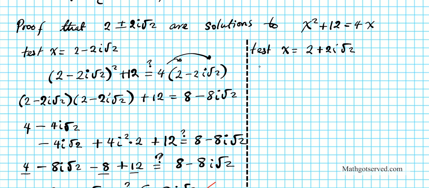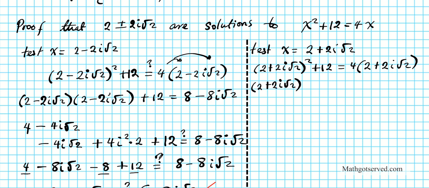So the question is, is 2 plus 2I root 2 squared plus 12 equal to 4 times 2 plus 2I root 2? Let's solve this out. On the left side, we're going to have 2 plus 2I root 2 times 2 plus 2I root 2 plus 12. When you have a square, you just write it twice, plus the 12. Distribute the 4 to both of these, and then is it equal to 8 plus 8I root 2?